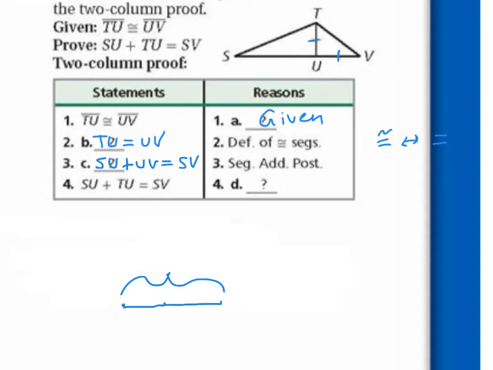And then 4 says SU plus TU is equal to SV. So they got rid of this UV and plugged in TU because we know that those two are equal. So what's our reason for step 4? Substitution. Perfect.